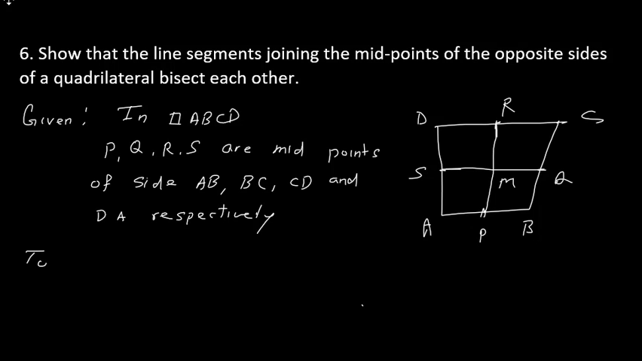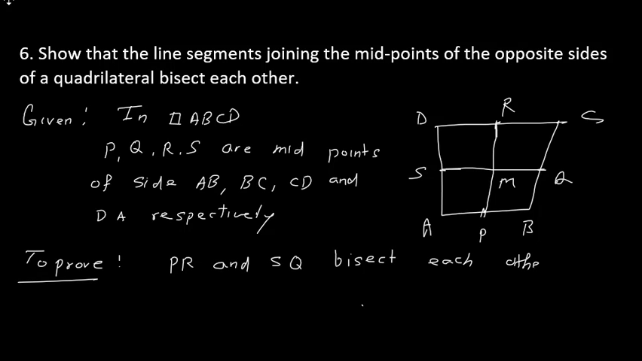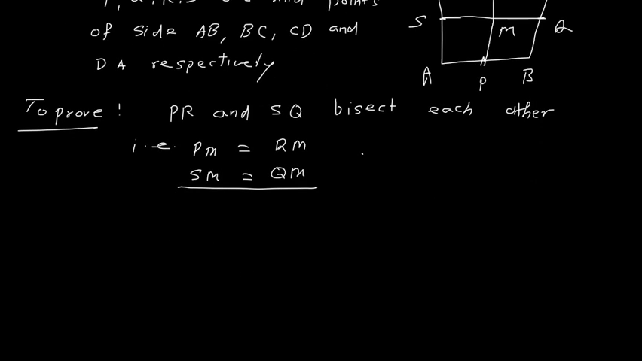Now we have to prove that PR and SQ bisect each other. That is, we have to prove that PM is equal to RM and SM is equal to QM. We have to prove this: PM is equal to RM and SM is equal to QM. Let us do the proof.